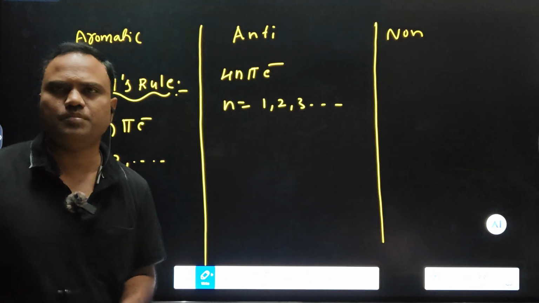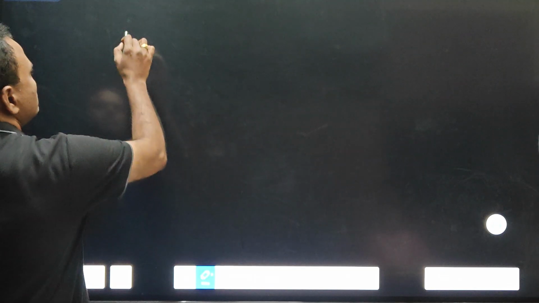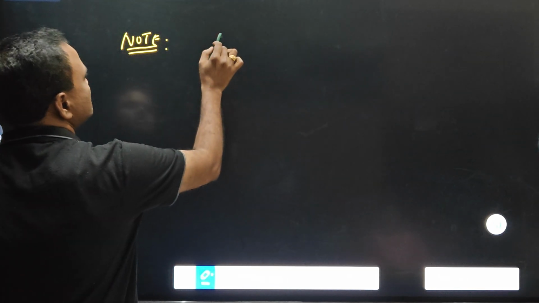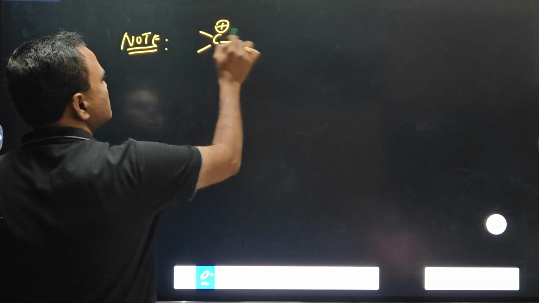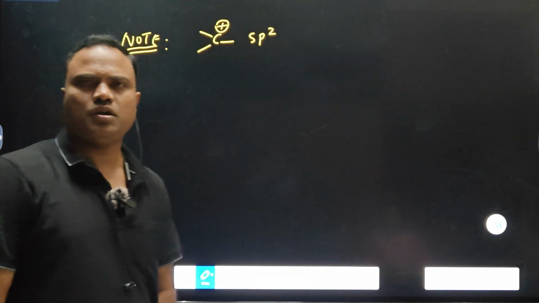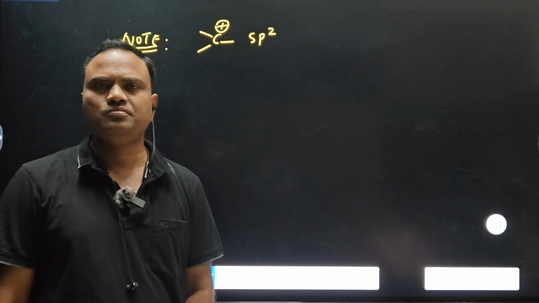Let us take some examples. Before starting examples, you have to remember a few points while doing the questions. Note down these points. What is the hybridization of a carbocation, meaning carbon with a positive charge? The hybridization of carbon with a positive charge is sp2.